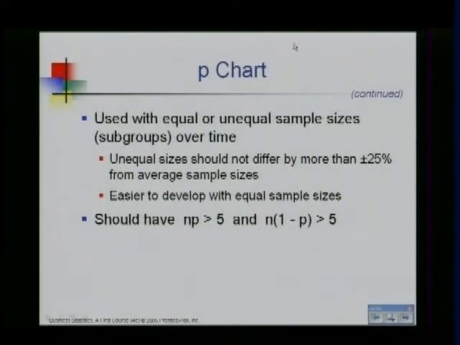We can have equal or unequal sample sizes whenever we develop our subgroups. However, the unequal sizes, if we have those, should not differ by more than 25% from the average. And it is a little easier to develop with equal sample sizes, so we tend to try to be equal if we can. In order to do the P chart, again, we have to have approximately normal distributions here. So N times P, N times 1 minus P, both of those products have to be at least 5 to do our P chart.